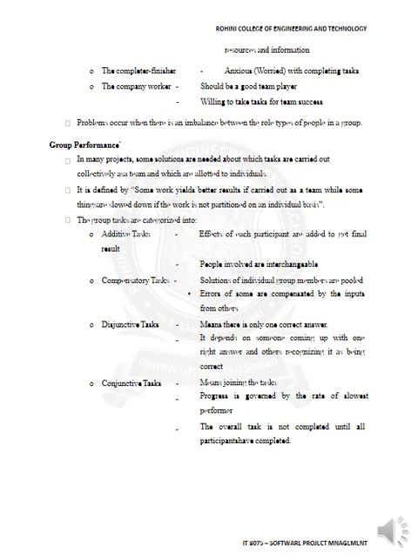So group performance: how to assess the performance. It is defined by whether some work yields better results if carried out by a team, while some things are slowed down if the work is not partitioned on an individual basis. The group tasks are categorized into additive tasks, where the efforts of each participant are added to get the final result. Complementary tasks, where the solutions of individual group members are pooled. Disjunctive tasks, where there is only one correct answer, and it depends upon someone coming up with the right answer. Conjunctive tasks, where progress is governed by the rate of the slowest performer.